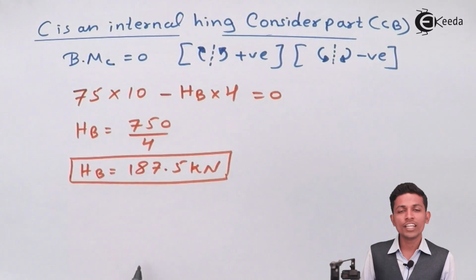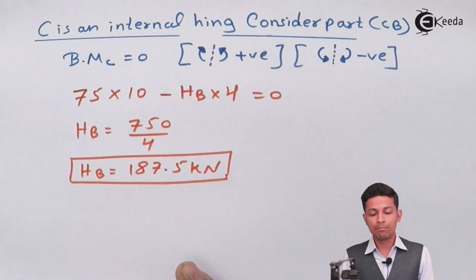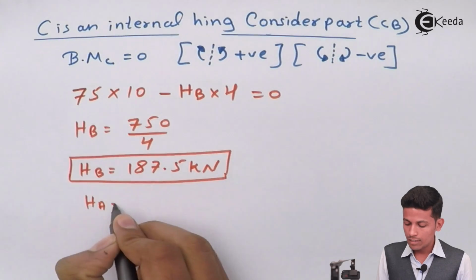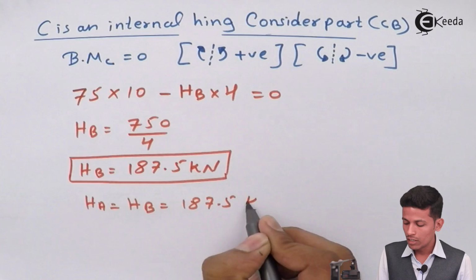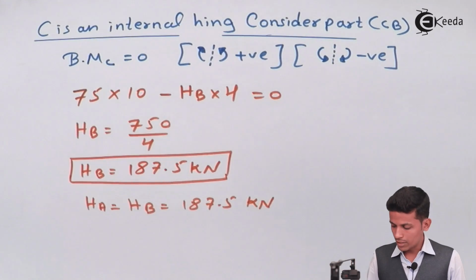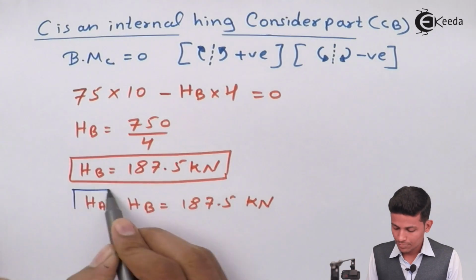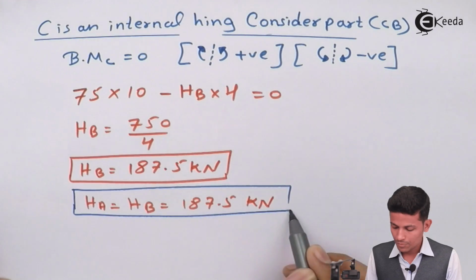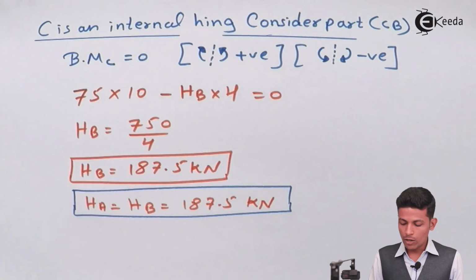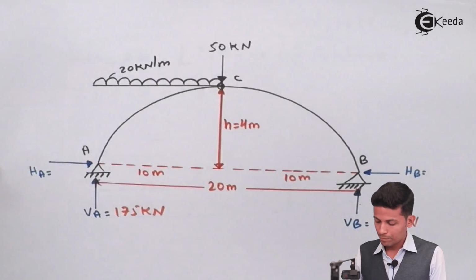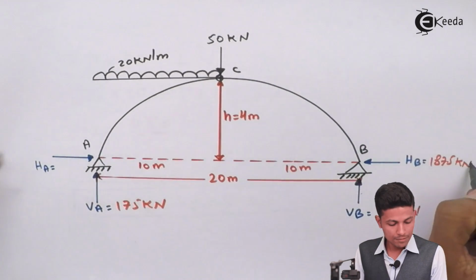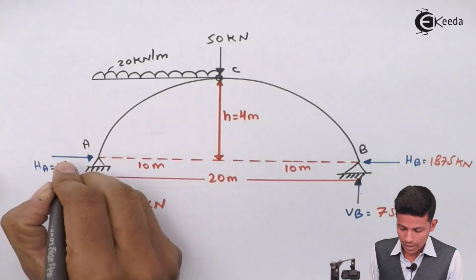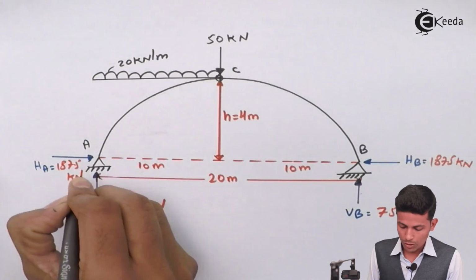But as you all know, in arches both the H are the same. So HA is equal to HB is equal to 187.5 kilonewton. This is your answer. Now put the value over here, 187.5 kilonewton.